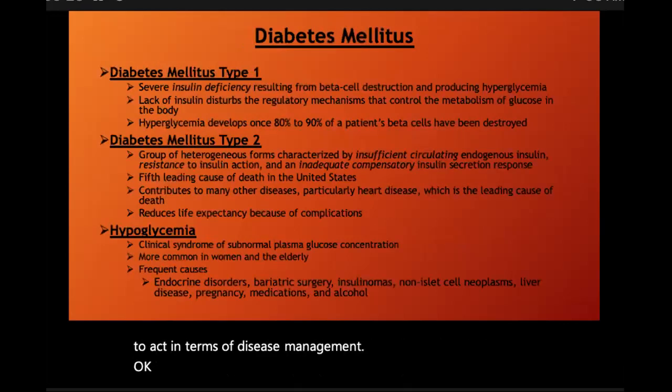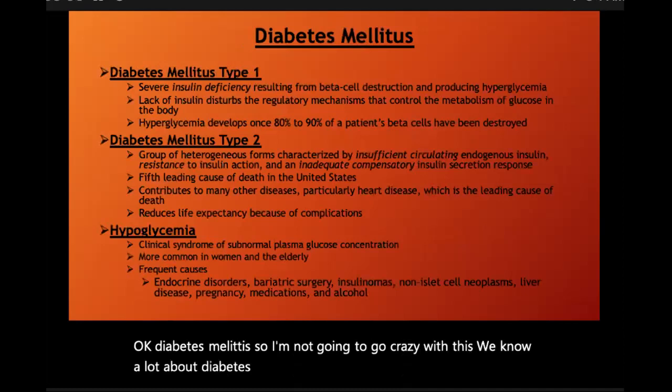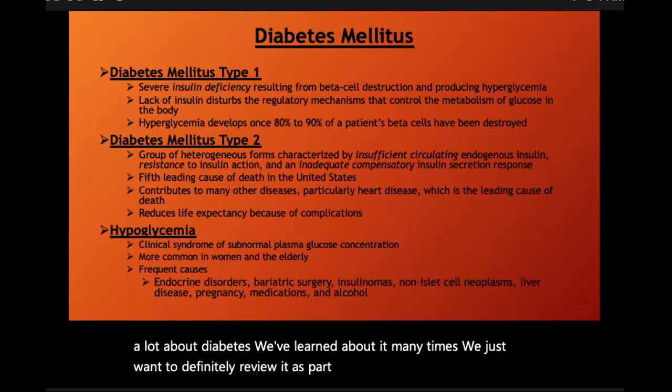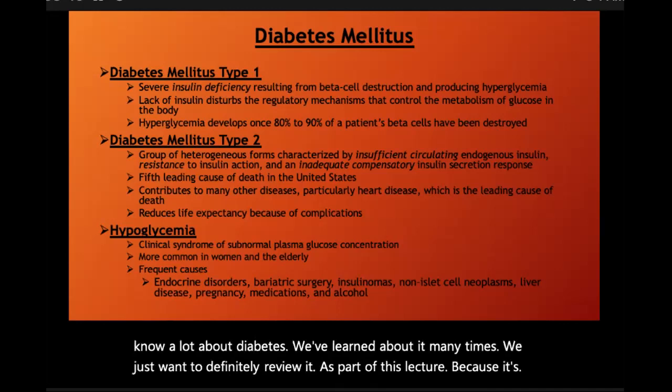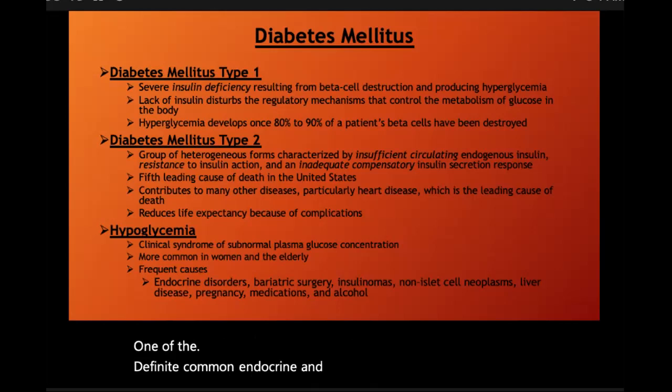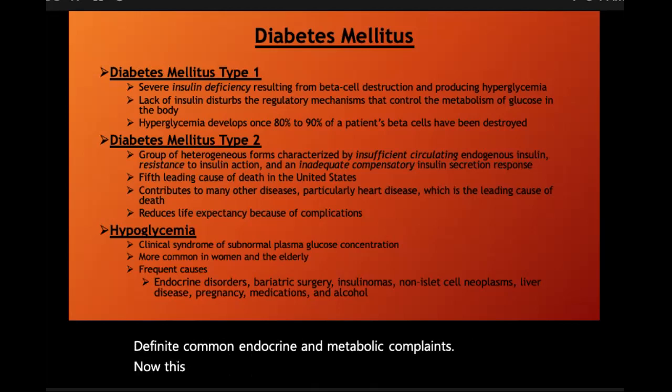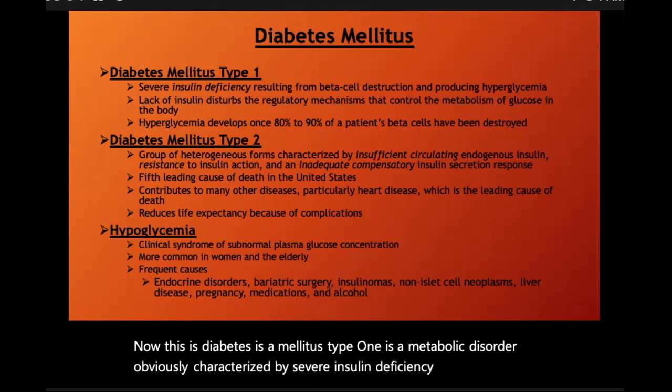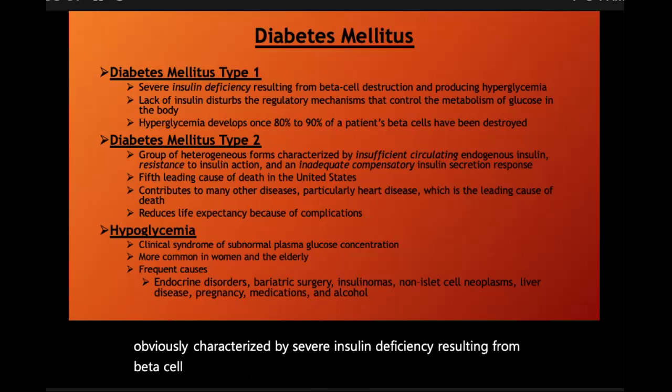Okay, diabetes mellitus. So I'm not going to go crazy with this. We know a lot about diabetes. We've learned about it many times. We just want to definitely review it as part of this lecture because it's one of the definite common endocrine and metabolic complaints. Now, diabetes mellitus type 1 is a metabolic disorder, obviously characterized by severe insulin deficiency resulting from beta cell destruction, which produces hyperglycemia due to the altered metabolism of lipids, carbs, and proteins.